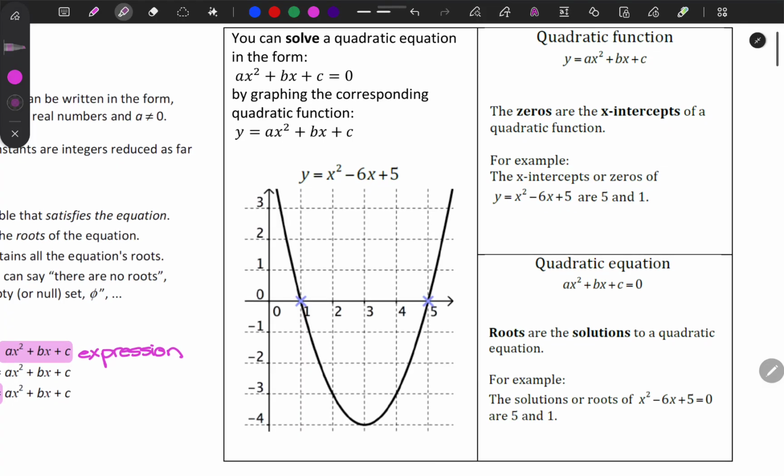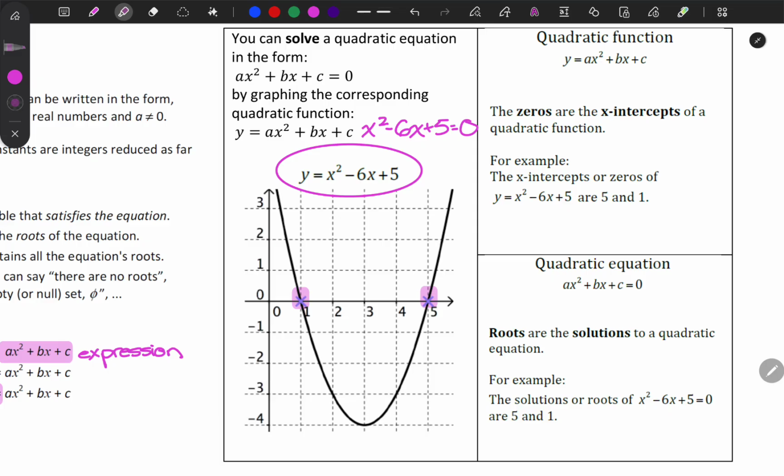So here we have a given example of an equation and the related graph. This is the graph of x squared minus 6x plus 5. This allows us to solve the related equation where x squared minus 6x plus 5 is equal to 0. We do this by looking for the x values that will make y equal to 0, and we can see they're indicated on the graph. One here and one here. These are also our x-intercepts.